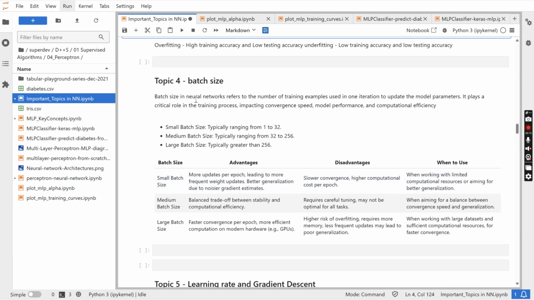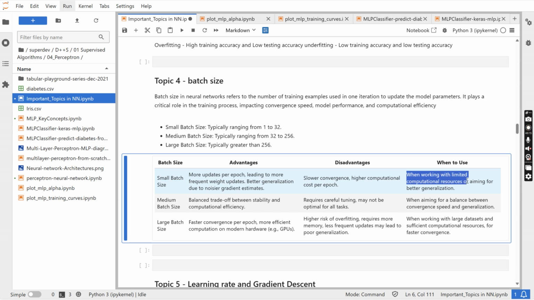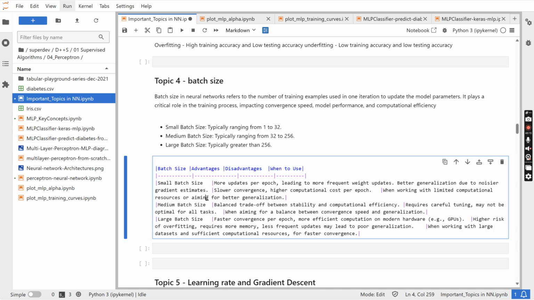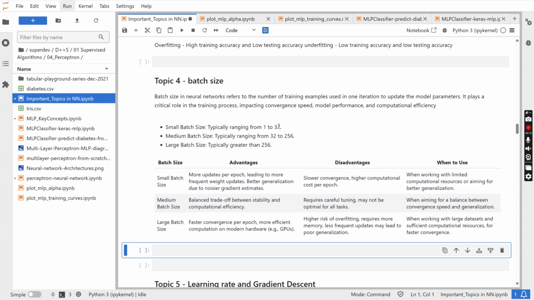Okay, next is batch size. How should you decide the batch size? Typically, if you have too many rows of data, first look at when to use. Small size you should use when you have limited computational resources, nothing but when you have limited memory, and if you are aiming for better generalization. And what is that small batch size? 1 to 32.